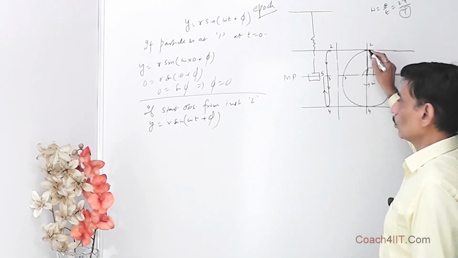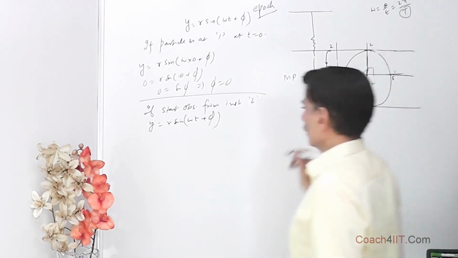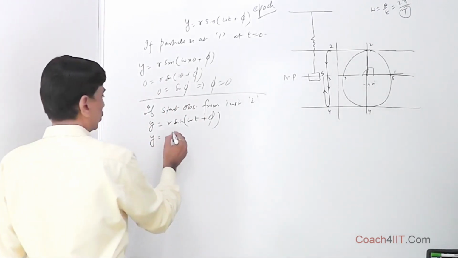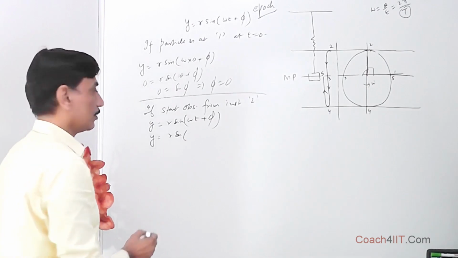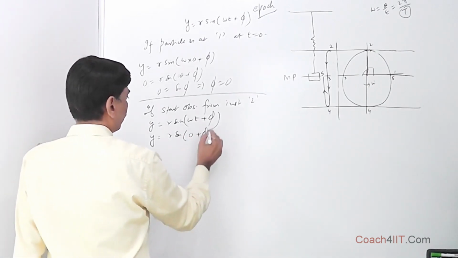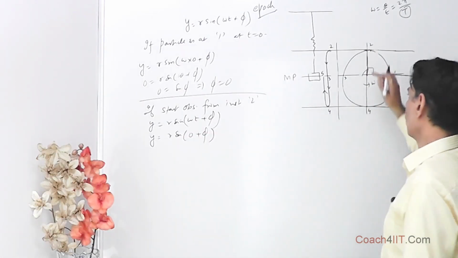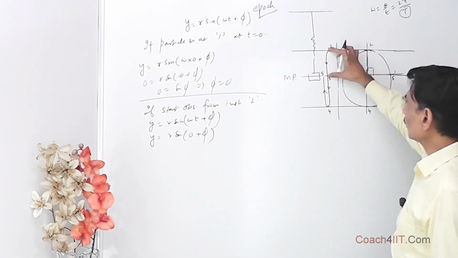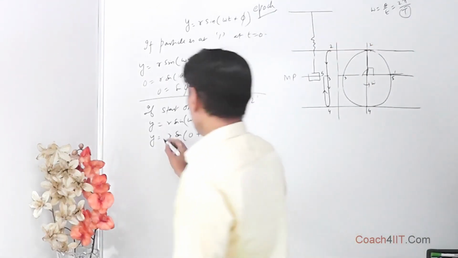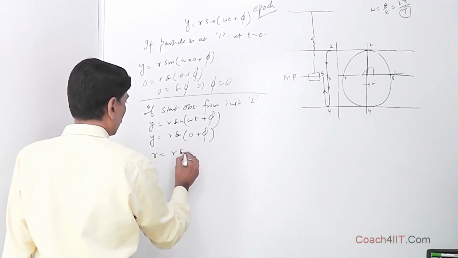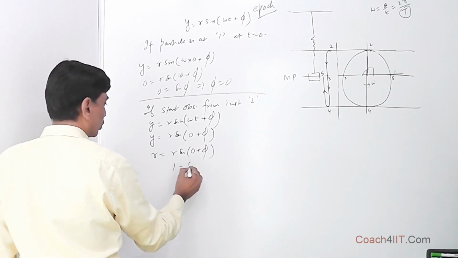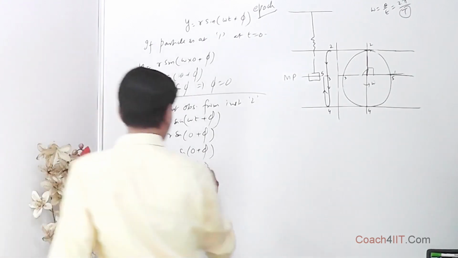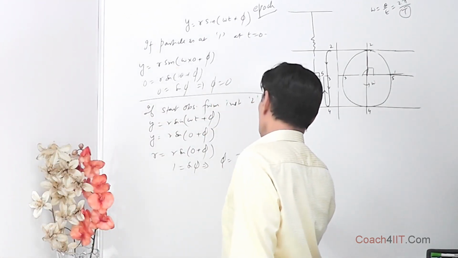So at t is equal to 0, it is over here. So we say y is equal to r sine omega t plus phi at t is equal to 0. We are putting the initial condition, so this comes out to be 0 plus phi. If we are starting our observation from instant number 2, then y is equal to r only, that is the amplitude. So r is equal to r sine of 0 plus phi. So r by r, 1, is equal to sine phi. This implies phi is equal to pi by 2 radian.